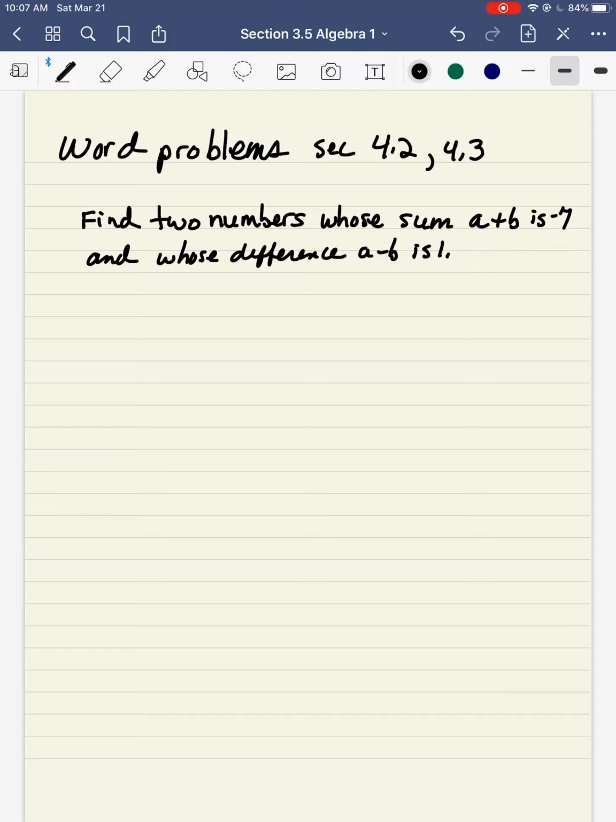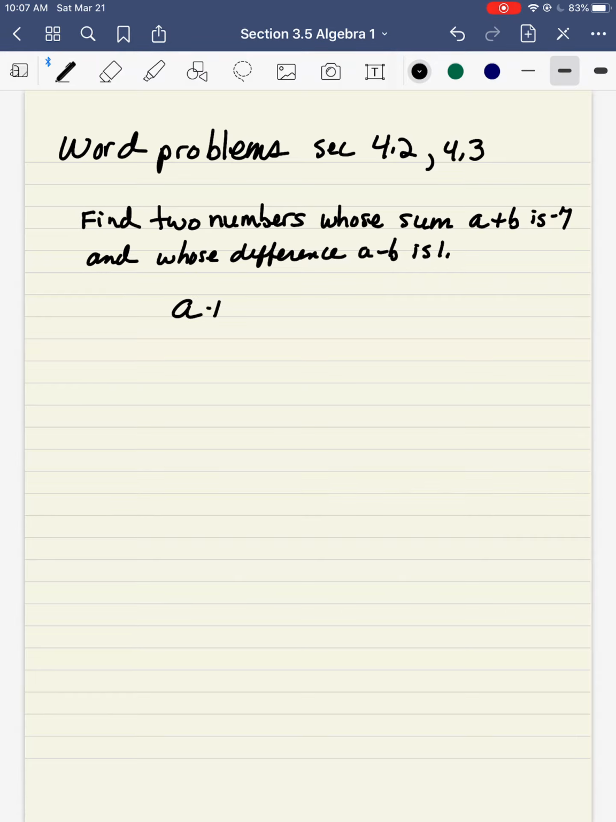Word problems. Here we're going to set up two equations, and you can either solve them by elimination method or substitution method. The first word problem: find two numbers whose sum a plus b is minus 7 and whose difference a minus b is 1.